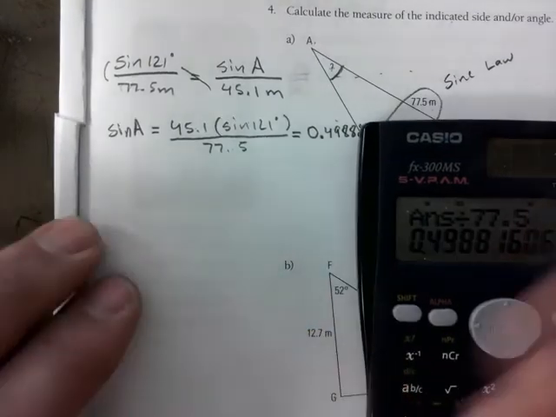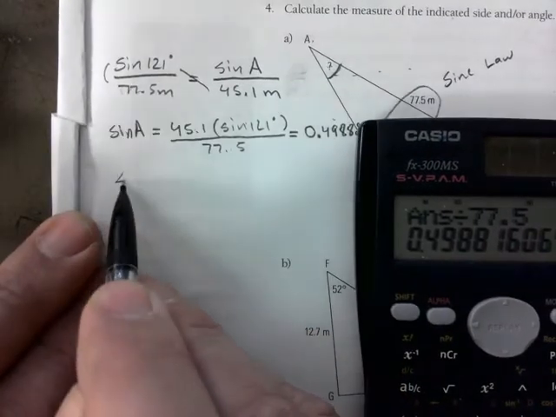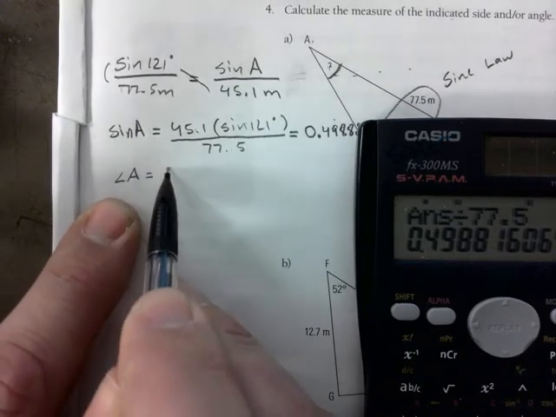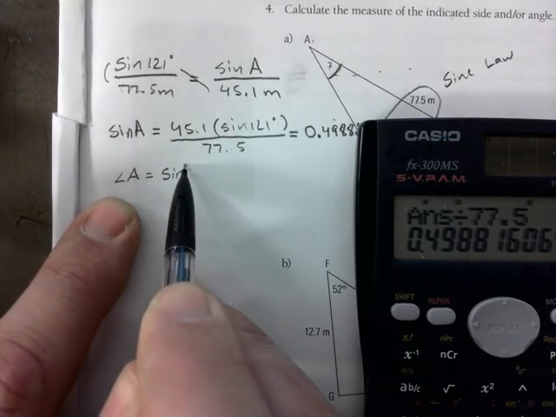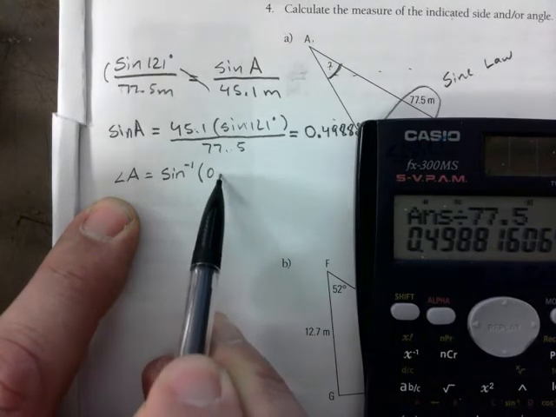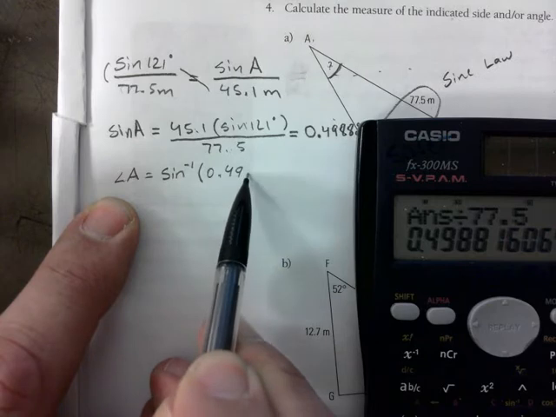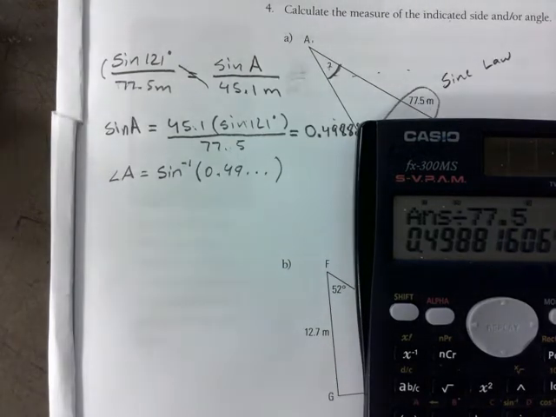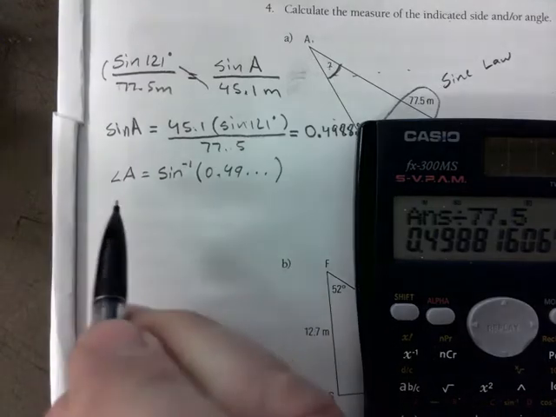Before I do anything, though, I'm going to say that angle A, it's now, right? You go sine inverse of this thing that you just found. And I allow you to just go like this at that point because you already wrote it down once. Just do that. Save some time.